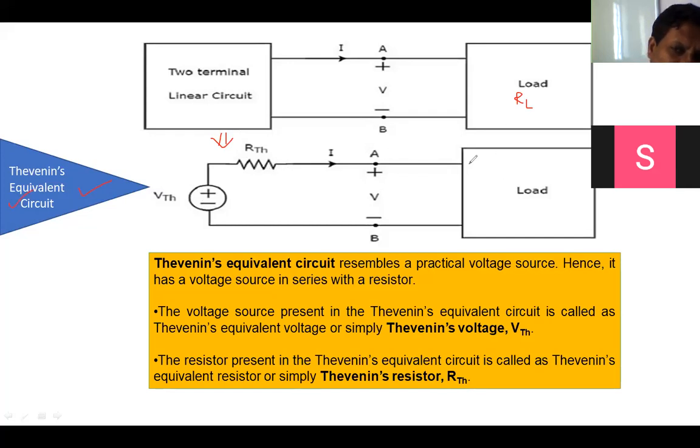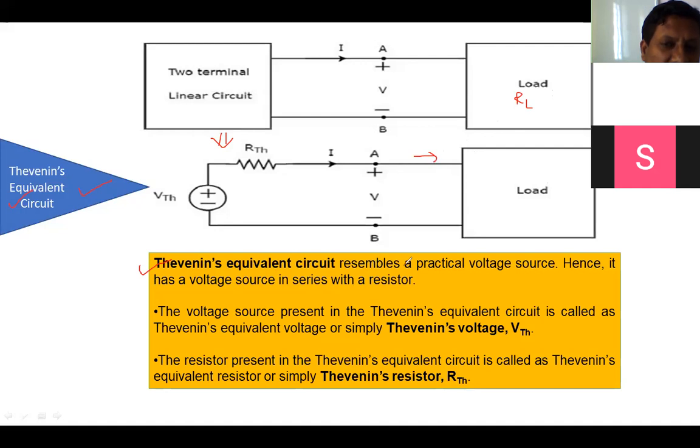Between A and B, you can connect the load resistor as it is. And if required, according to the question, you can find out the current passing through this load resistor, then the voltage across this load resistor. You can easily find out. Next, whatever I told, that is given in the lines.